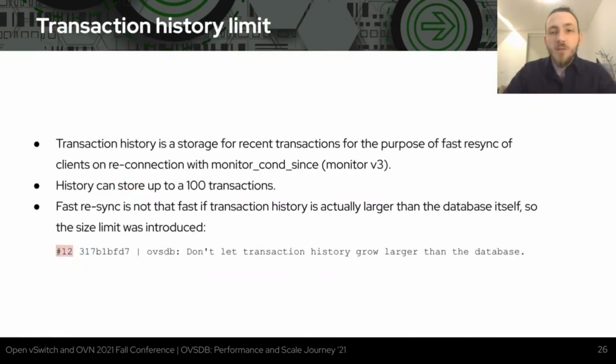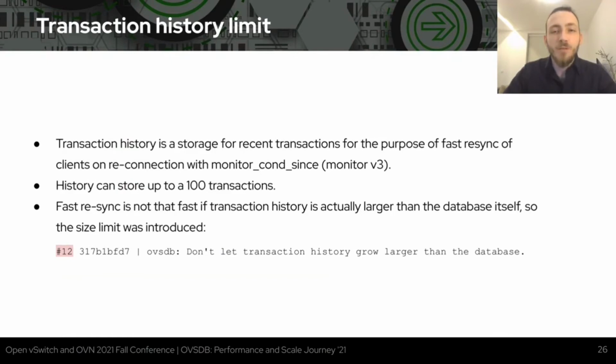While implementing all the previous changes, memory profiling pointed to transaction history that accumulates a big percentage of all the memory allocated in a clustered database. History is a place where all the committed transactions end up for the purpose of fast resync of reconnected clients. While history is limited to only 100 transactions, if transactions are big enough, 100 transactions can actually hold more data than the whole database itself. That is a problem for memory usage, and this also makes fast resync not that fast.